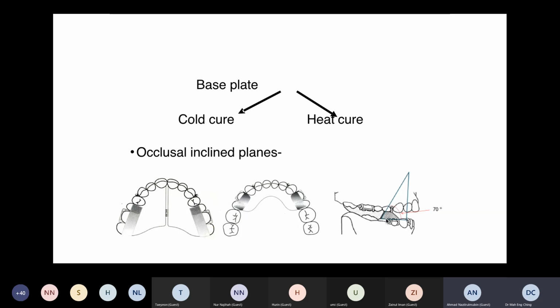Of course, you can do 90 degrees, but with 90 degrees the patient maybe cannot open the mouth, because 90 degrees will lock the jaw forward permanently. So 70 degrees is okay. Stiff enough to lock the jaw forward, and when you open, it's not causing any difficulty.